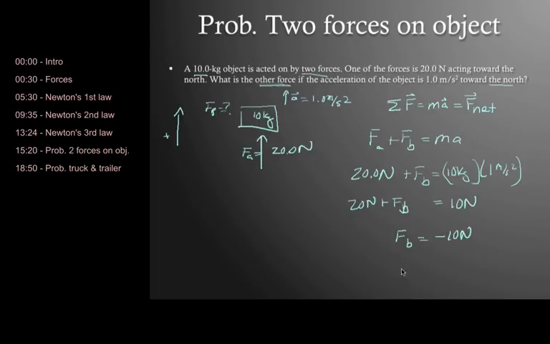So what's my direction here? I know FB actually should be some kind of vector. So this minus 10 newtons, or I can do 10 newtons to the south. So I know that FB has to be 10 newtons to the south. So that now I can look at this again and make sure that everything looks correct. So 10 newtons to the south plus this should give me 10 newtons to the north. And that 10 should be equal to 10 kilograms times this acceleration.